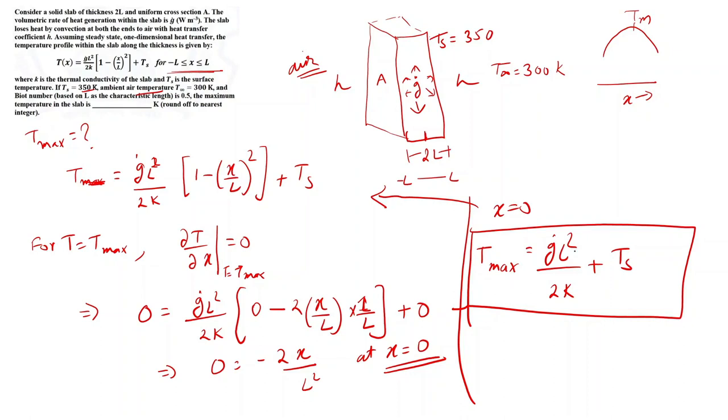Now since we don't have this g dot, we will write the heat balance across this entire slab. And the heat balance, you can always write as rate of accumulation is equal to heat input minus heat output plus generation.